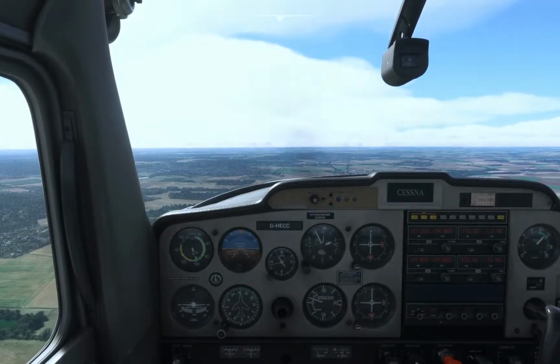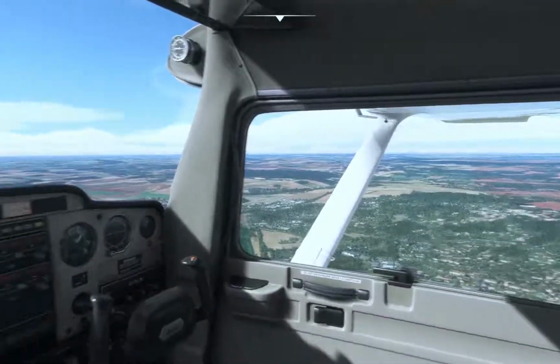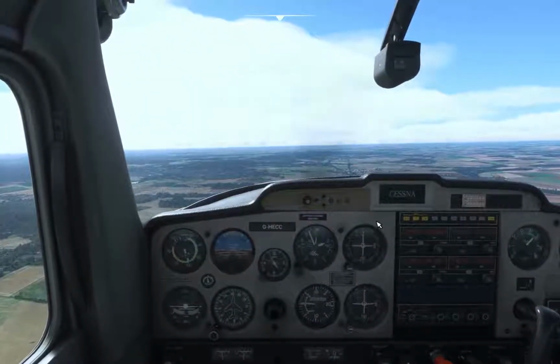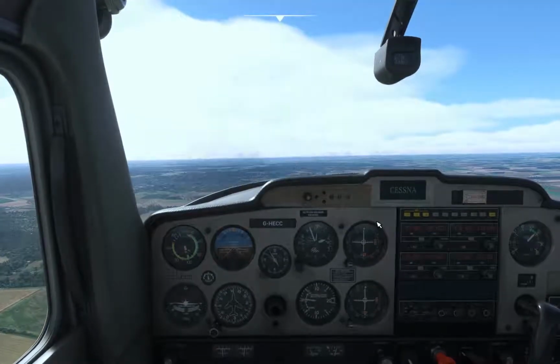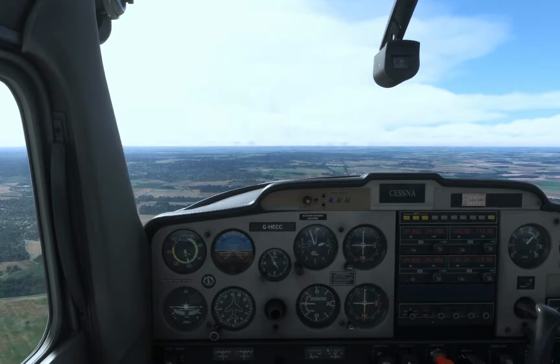So I want you to start my turn. So first things first, I'm doing a lookout. This looks exactly like the real thing. I know exactly where I am. It's crazy. Climbing a little bit to 2000. Cool, so I've done my lookout.